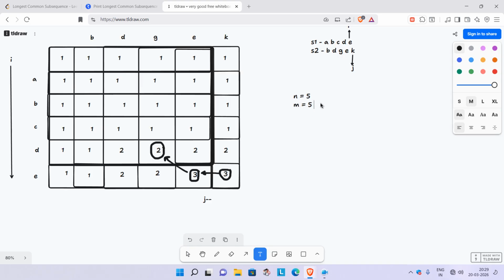Okay, so the DP length we are using here is n plus 1, and again n plus 1 there. So it simply means DP of 6, and again 6. Okay, so this is our DP vector here, that's why you can see 6 rows and 6 columns here.